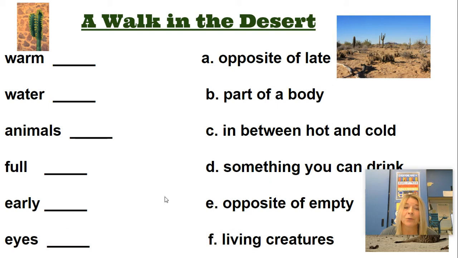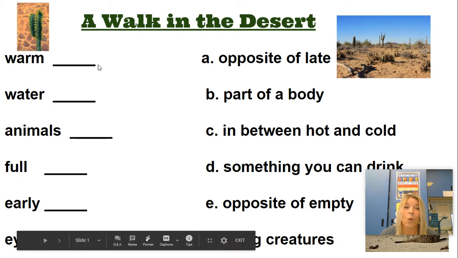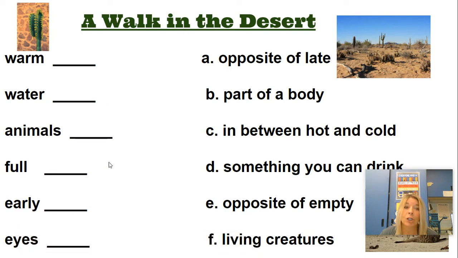I want you to say those with me this time. Warm, water, animals, full, early, and eyes. And then on the right side, we have definitions or meanings of these words. So we have to match our vocabulary words to the meaning, to the definition.